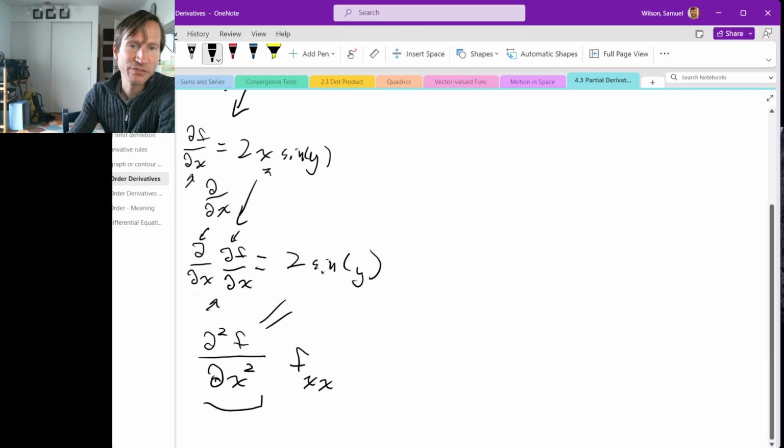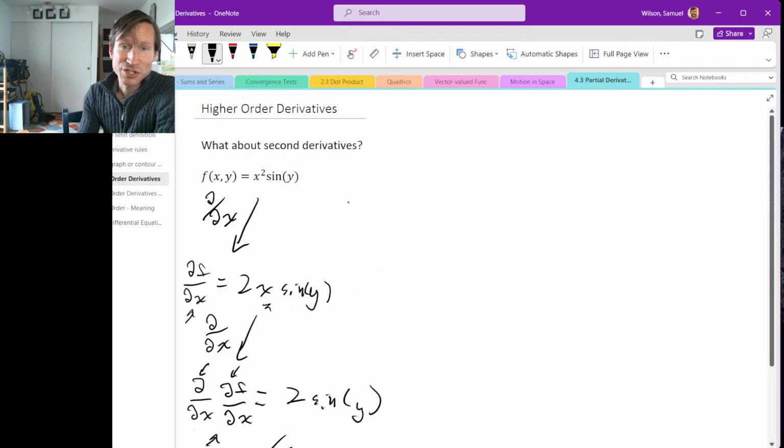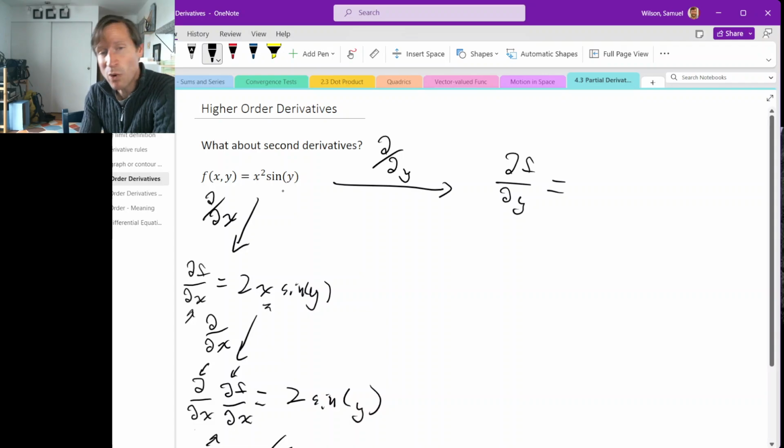All right, so what about in the y direction? What if we took a partial derivative in the y direction? So partial y would tell us partial f partial y. And we would just take the derivative of this expression, treating y like the variable and x like a constant. And so that's going to give us x squared times cosine y.